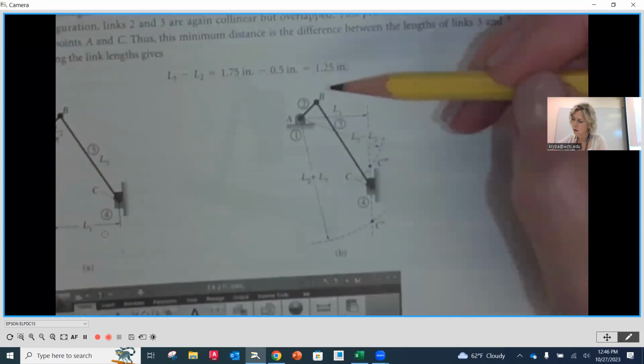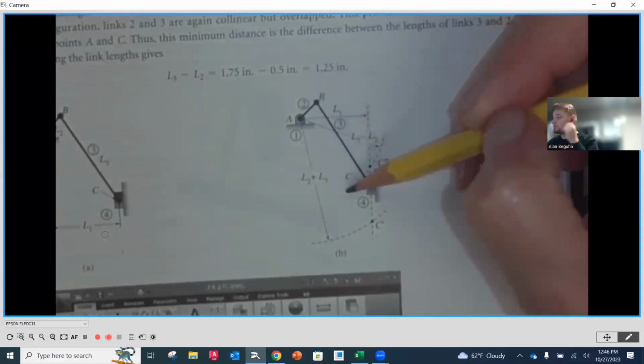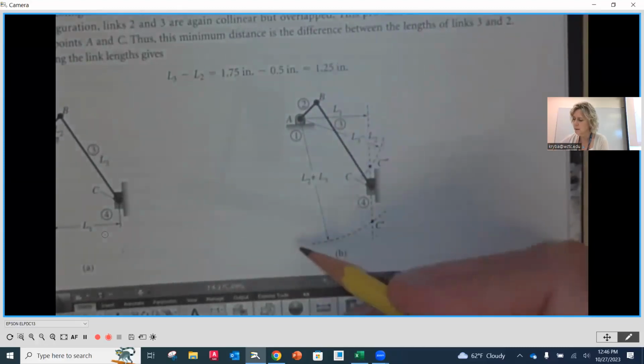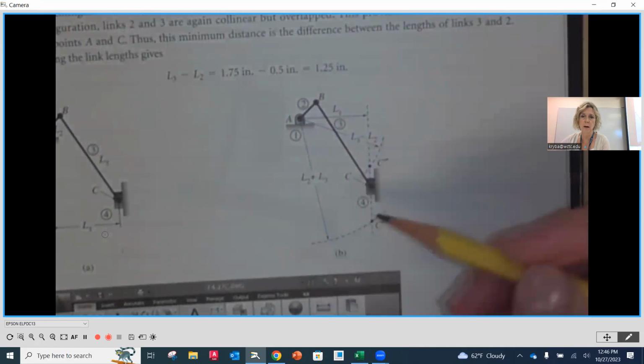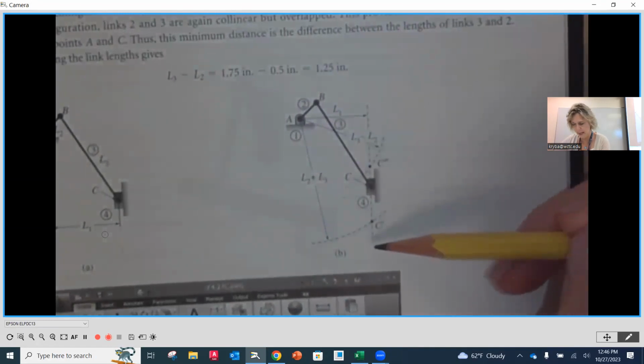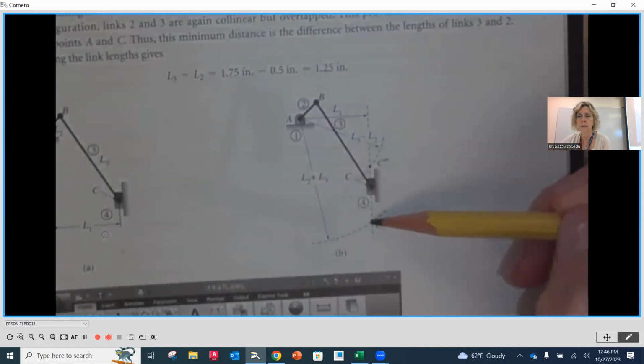So from A, when link number 2 and link number 3 are straight across, this is going to be their length. And then where they cross over, the travel of that slider is where their position will be in its furthest down position. Okay, its furthest down position.